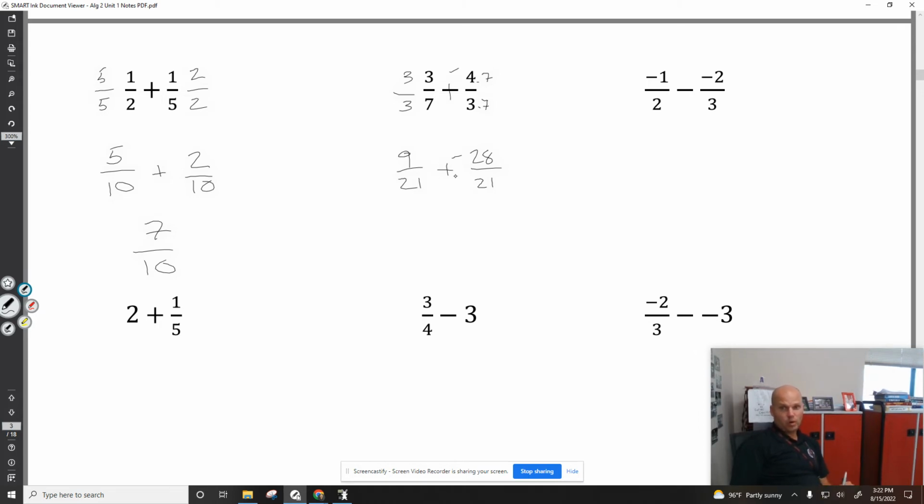So I have 9/21 and negative 28/21. Well, I have more negatives than positives, so we need to take away some of the negatives, and we end up with negative 19/21. Just 28, take away 9, take away 8, and 1 more.